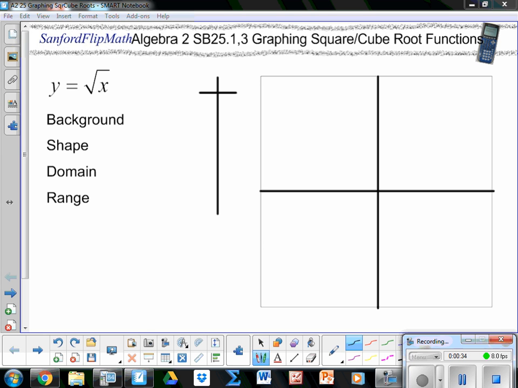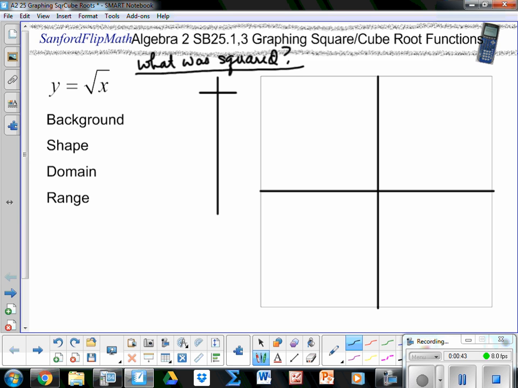Just a reminder, square root basically means what was squared. That's the meaning behind square root. If you recall, we are not going to take a square root of a negative number, because there's no number we can square to get a negative number unless you go imaginary or complex numbers. For graphing, and that's what we're focusing on here, graphing and describing the graph, we're going to start at 0 because that's the smallest number we can work with. And what was squared to get 0?